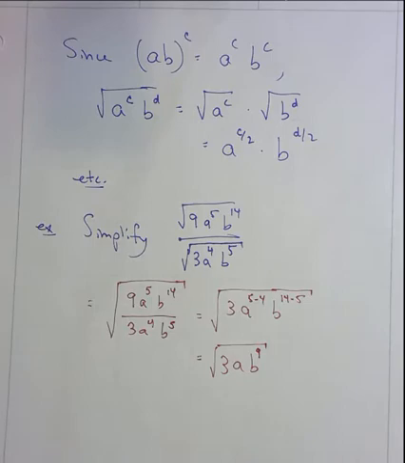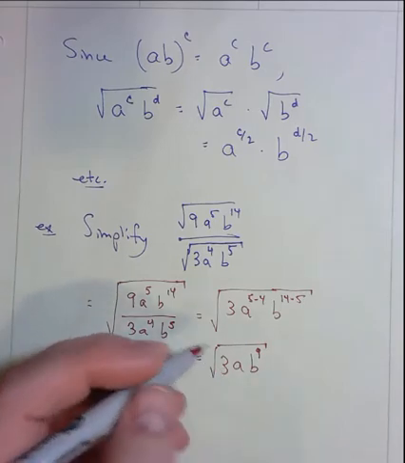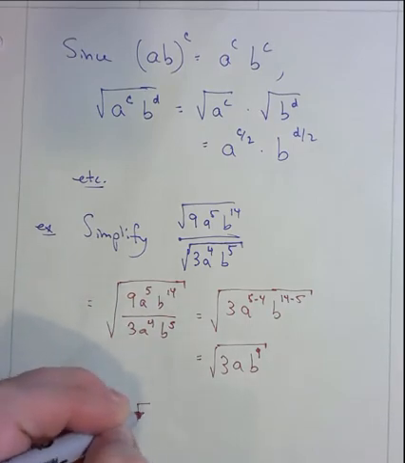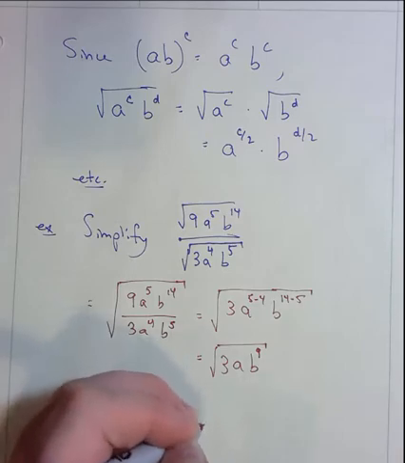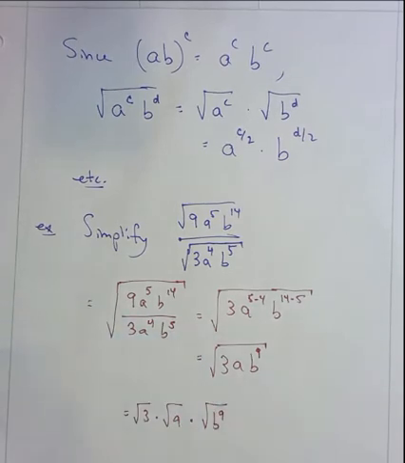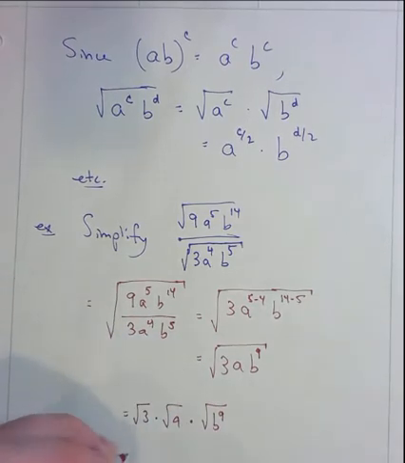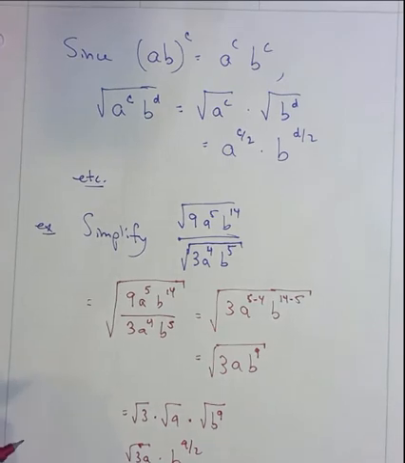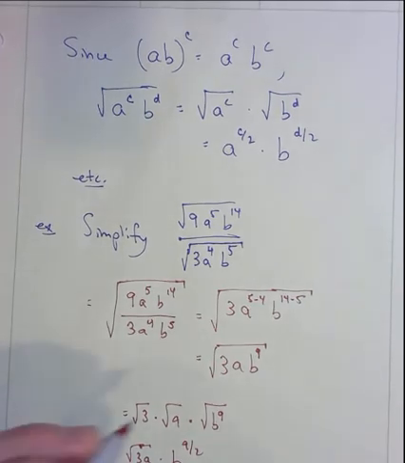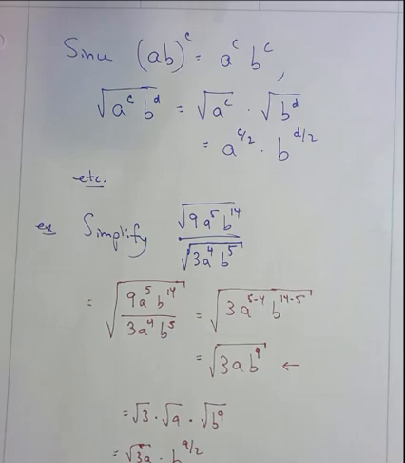Lots of different ways you could keep going if you needed to. It's sort of an open interpretation as to what's truly simplified here. So for example, we could write this as the square root of 3 times the square root of a times the square root of b^9, or the square root of 3a times b^(9/2), right? There's all sorts of different ways to reconfigure it. This is probably the most straightforward, and then after that, it's cosmetics.